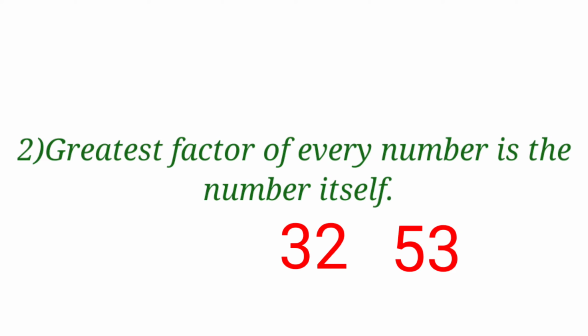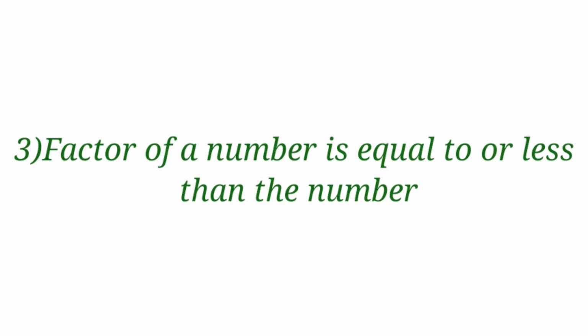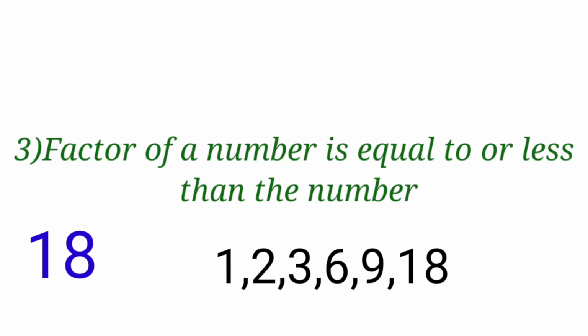Now let's see the last and final property of factors. The property is: a factor of a number is equal to or less than the number. In the example we took earlier, we saw that the factors of number 18 were 1, 2, 3, 6, 9 and 18. Here you can see that all the numbers, 1, 2, 3, 6, 9 and 18, are equal to or less than the number 18. That is what the property says: a factor of a number is equal to or less than the number.